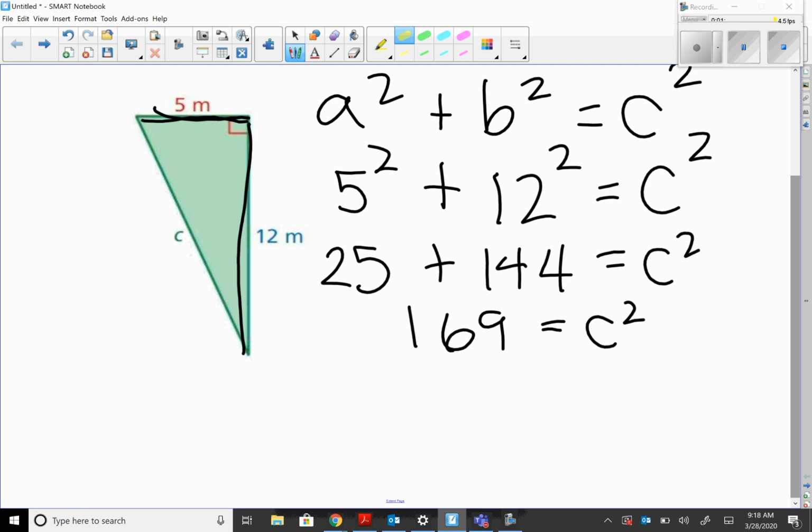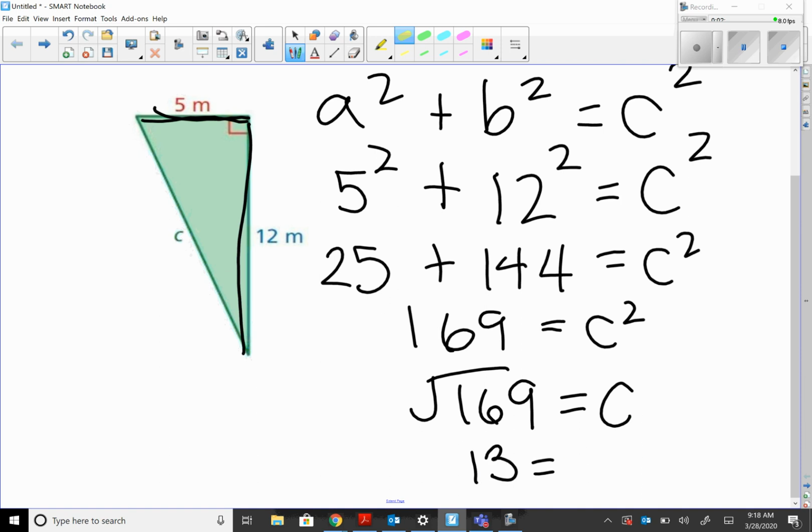And I'm going to use the inverse operation of squaring a number, which means I'm going to take the square root of 169 to get the value of c. And we know that square roots have both a positive and a negative number as their answer. However, since we're talking about the length of the hypotenuse of that triangle, only the positive answer makes sense. So the square root of 169 is c. So that means the length of c is 13 meters.